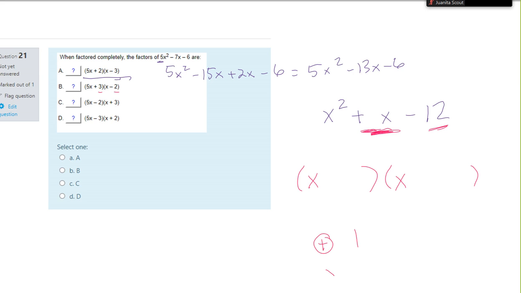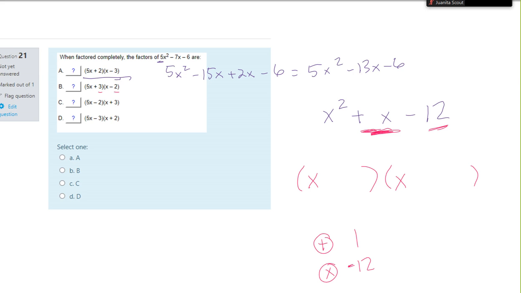And we're going to have to multiply to negative 12. Okay. So the numbers that go here and here. So we need two whole numbers. They can be positive or negative, that when we multiply them, they come out to negative 12. And when we add them together, we get 1.